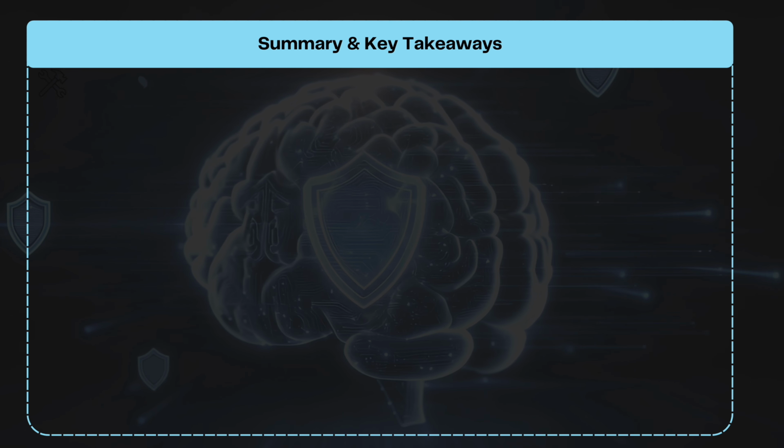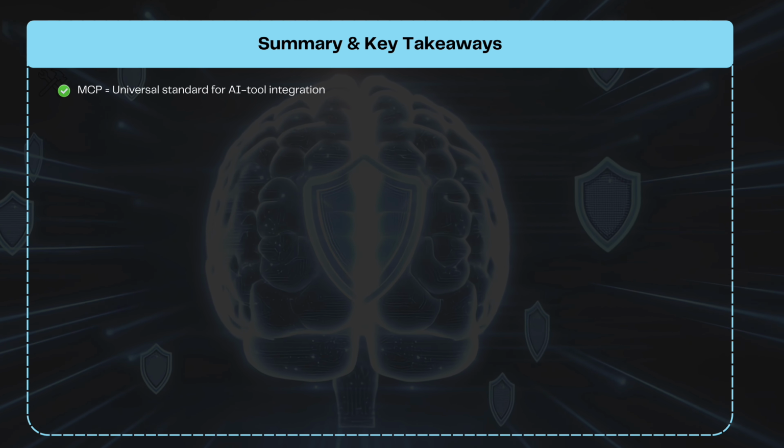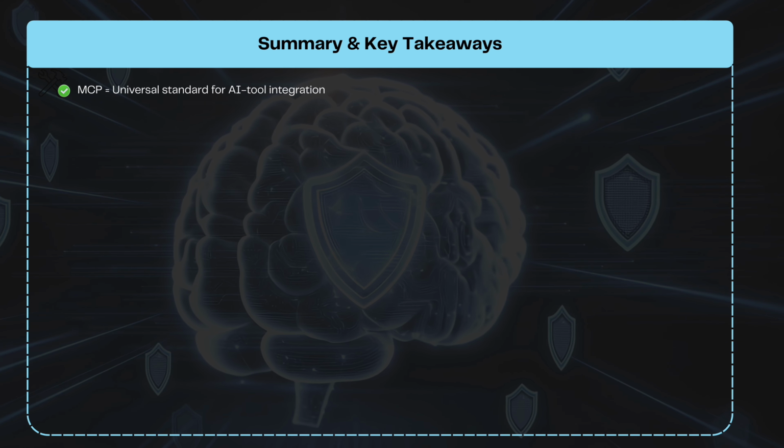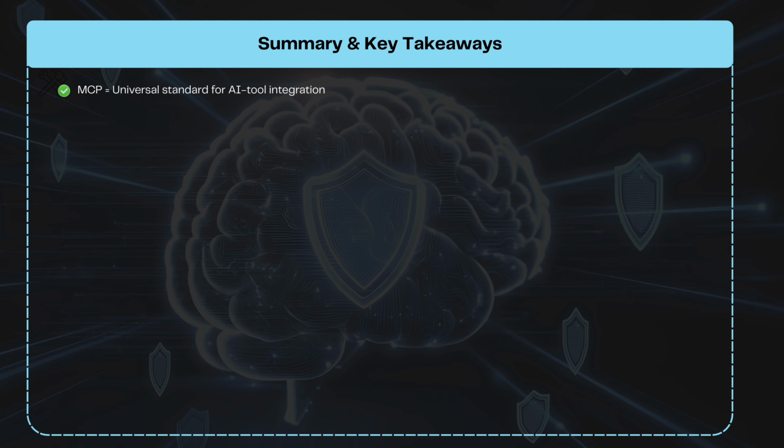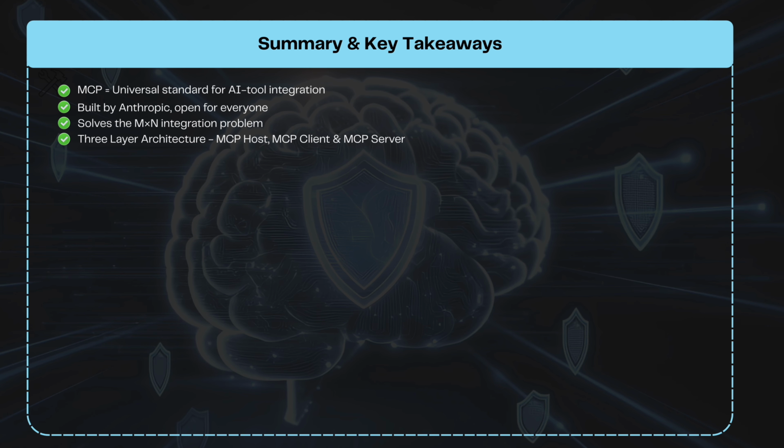Let's wrap this up with what we have learned in this session. MCP is the Model Context Protocol, a universal standard for connecting AI agents to tools and data. It is built by Anthropic and released as an open standard. It solves the M-into-N integration problem by providing a single protocol that works everywhere. The architecture is simple and easy to use. It includes MCP host, MCP client, and MCP server. MCP exposes three types of capabilities or building blocks: resources for reading data, tools for taking actions, and prompt for structured guidance.